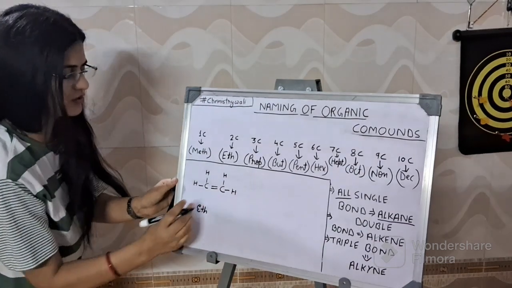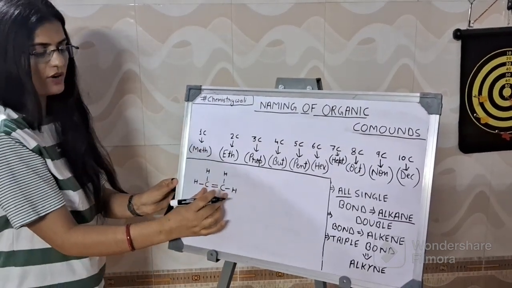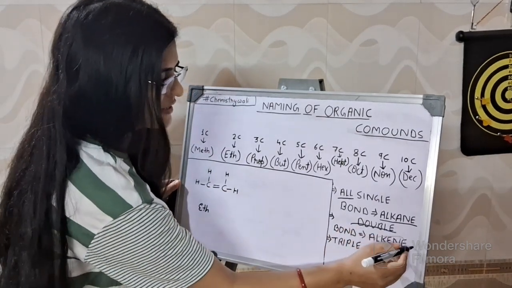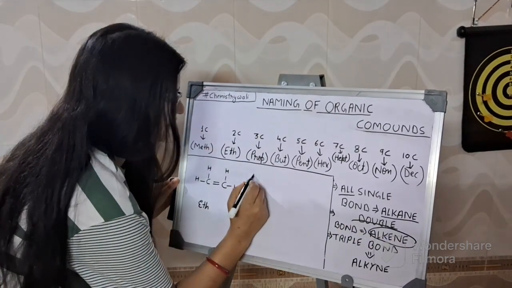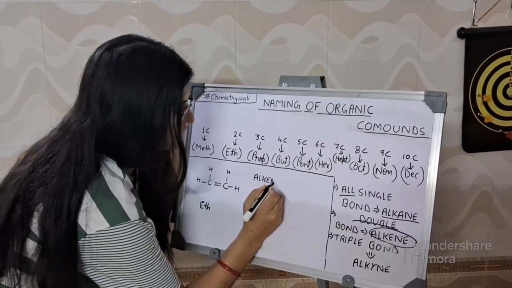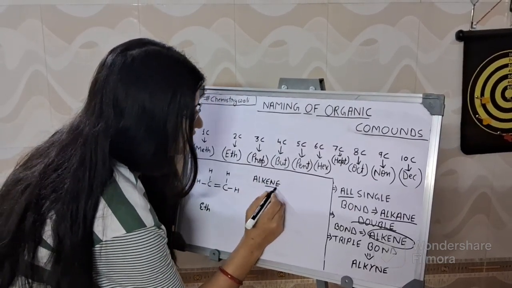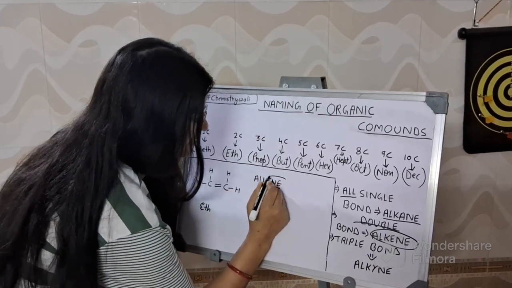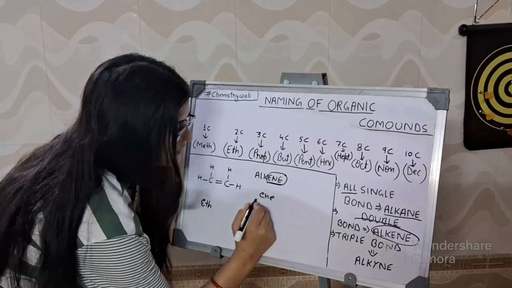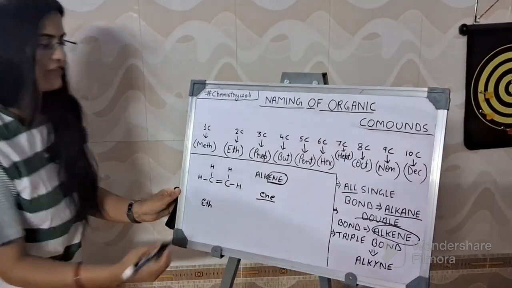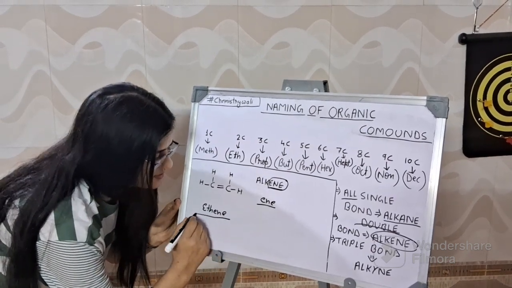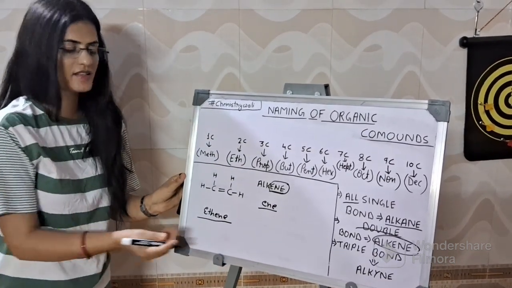E-T-H, eth. Now you see one double bond is here between 2 carbons. So when double bonds are here, it means alkene. When alkene is there, we will use ENE. Now this is ethene. This is ethene.